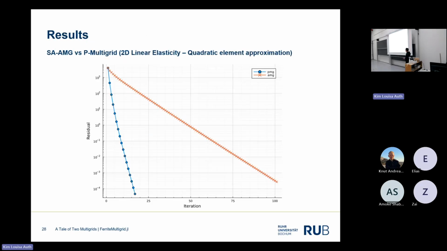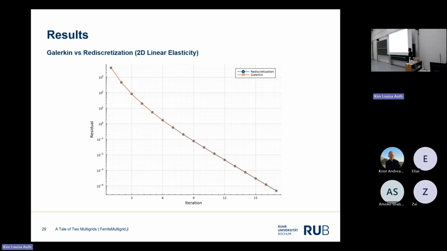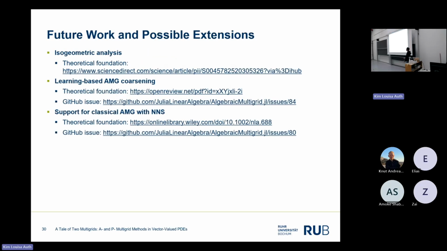And finally, here are some results, a comparison between using algebraic multigrid only and using hybrid methods, including algebraic multigrid and polynomial multigrid. Finally, here is a comparison between Galerkin and rediscretization and their effect on convergence. But I would say this is not an indicative figure because it needs further investigation by solving different problems with different geometries. And finally, there are lots of things to explore.